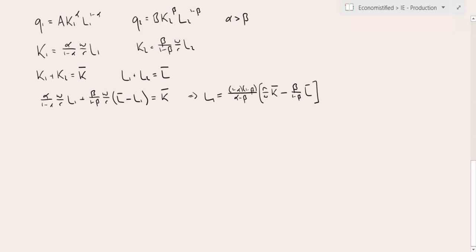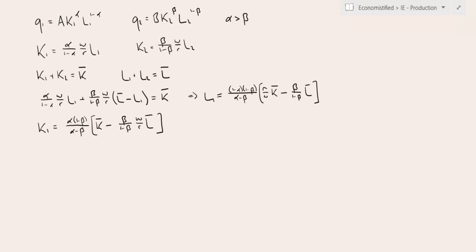I can do the same thing for capital demand in good 1. And now I have that capital demand in sector 1 is increasing in the relative price of capital. So there's a negative sign here, and this is in the denominator. So if R goes up, this term goes down, and this is negative, so demand for capital in sector 1 goes up. Again, that's because good 1 is relatively more capital intensive than good 2.